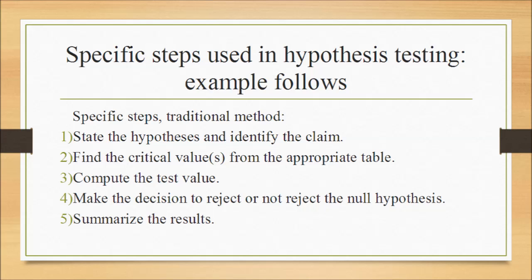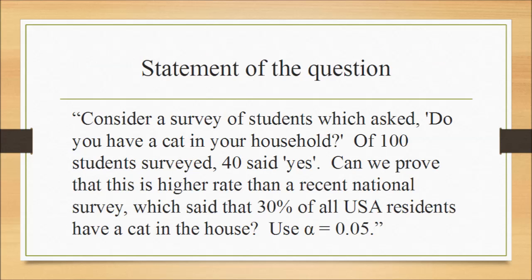We'll go through them in detail. There's a couple of new things here: the idea of the critical value and the test value. But first of all, here's the question. Here we have this survey. Do you have a cat in your household? So we have 40 out of 100 that say yes. Of course, that's 40%. Now we want to say, is this actually higher than the national survey of 30%? Alpha, we're going to pick 0.05.